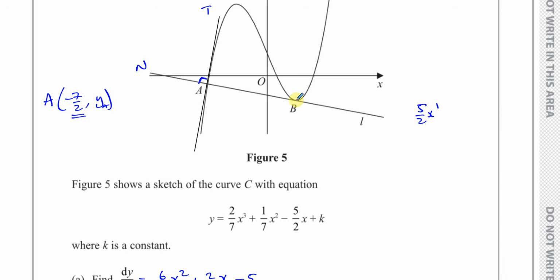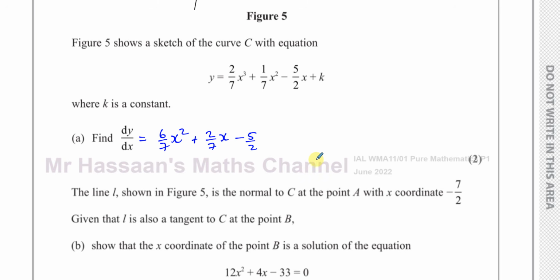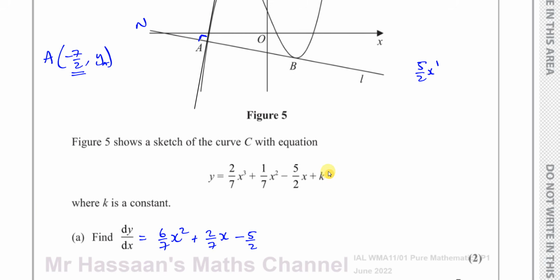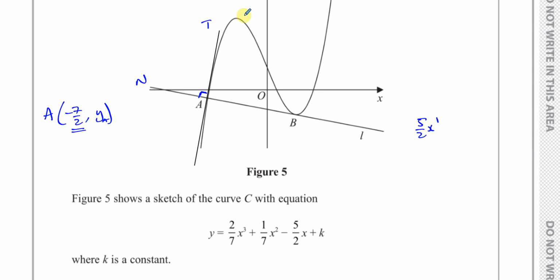So if I want to find the x coordinate of B, what I can do is find the places where this curve has the same gradient as the normal to the curve at A, because the normal to the curve at A has the same gradient as the curve at point B. So if I can find the gradient of the curve at A, then use that to find the gradient of the normal at A, that will be equal to the gradient of the tangent at B.